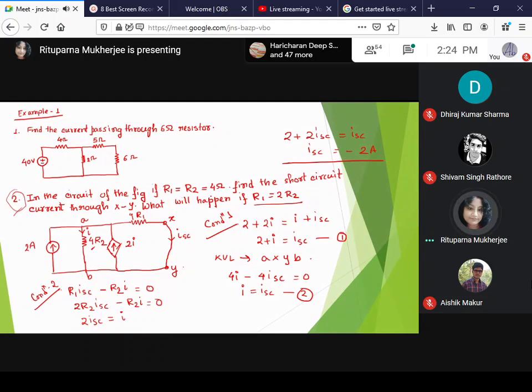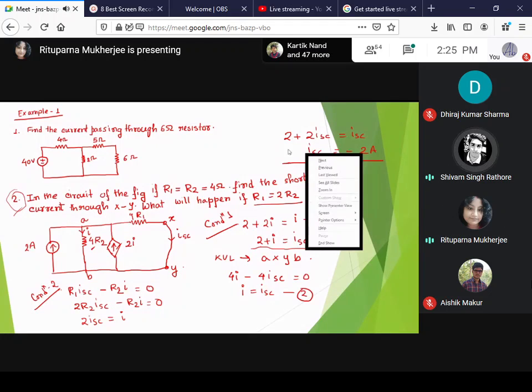So is it clear? Ma'am, I didn't get your point. Which one? Tell me. The last two lines of the condition number second. This one, these two. Yes, ma'am. This one equation you already got in the previous condition. 2 plus I equals ISC. Yes, ma'am.